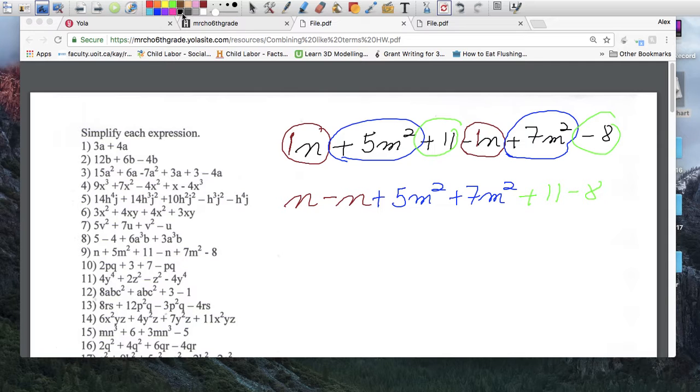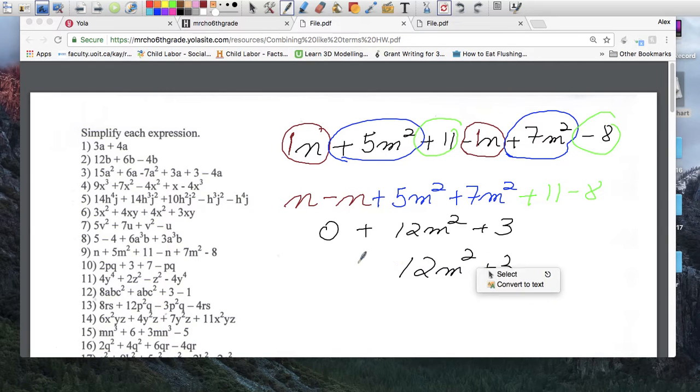old-fashioned numbers. n minus n is just 0. I'm not even going to write that. 0 plus, now we have 5m plus 7m. 5 plus 7 is 12 m to the second power. And then this green here is 11 minus 8, so plus 11 minus 8 gives me 3. Final answer, 0 plus 12m squared plus 3, or simply 12m squared plus 3.